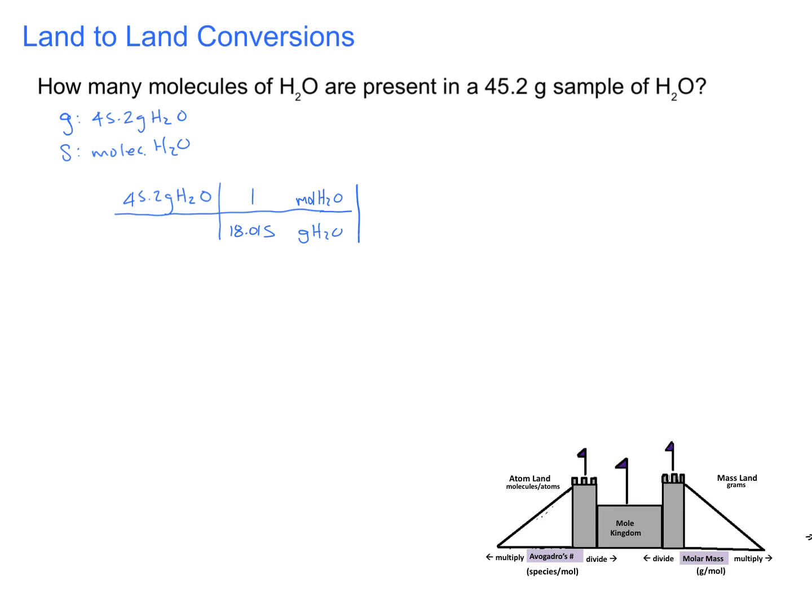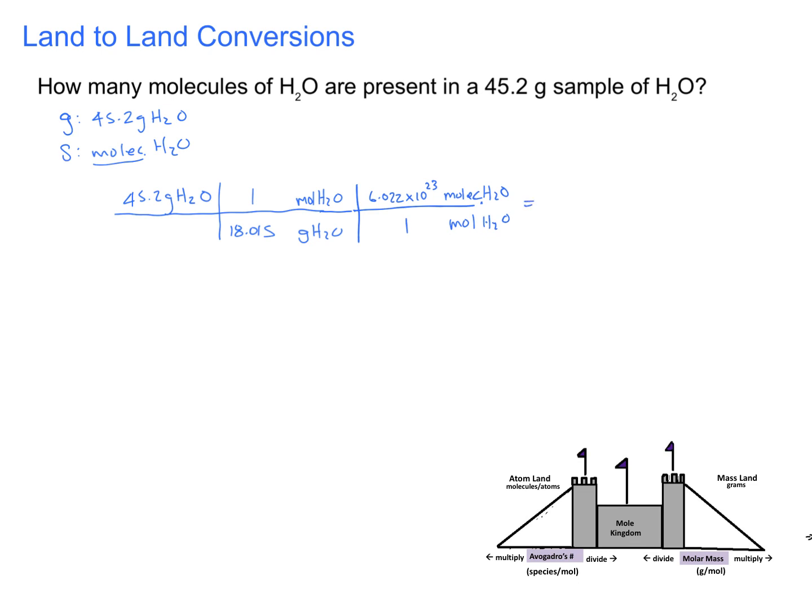But we don't want to be in moles, we want to be in molecules. So now we're going to go from the interior of the mole kingdom into atom land, and we do that by multiplying by Avogadro's number. What we want to be in is molecules of H2O, per moles of H2O. And we know that our conversion factor here is Avogadro's number, 6.022 times 10 to the 23rd per 1 mole. So now we have all of our stuff set up.